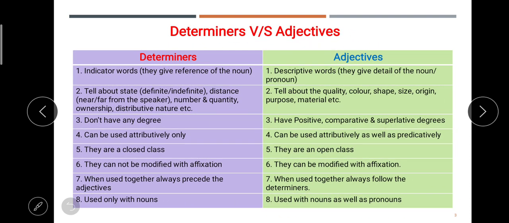Moving to the next, the difference between determiners and adjectives. These are the differences because of which the modern grammarians separated them from adjectives and created their specific category. The very first one is that determiners are indicator words. They give reference of the noun, but adjectives are descriptive words and they give detail of the noun. Means determiners give us information about a noun, but adjectives give us the detail of the noun.